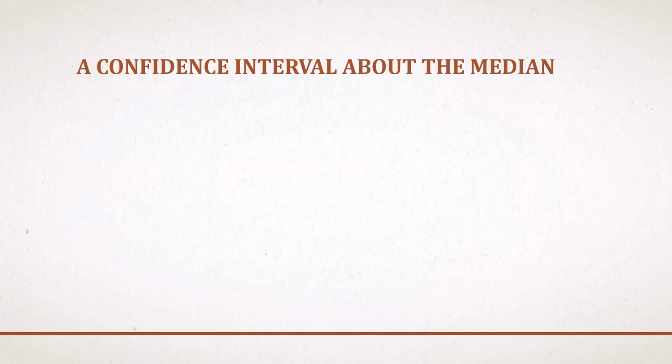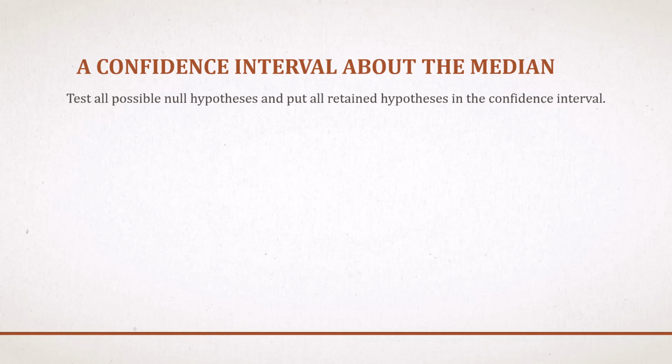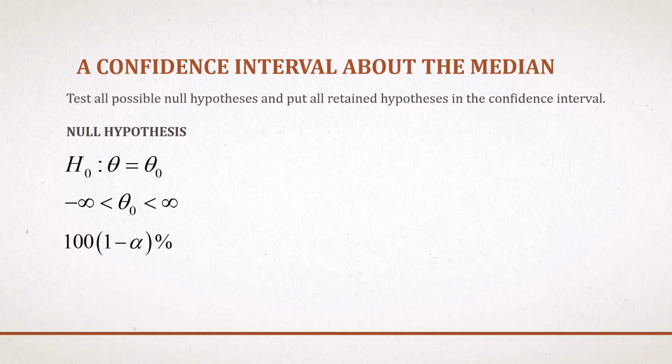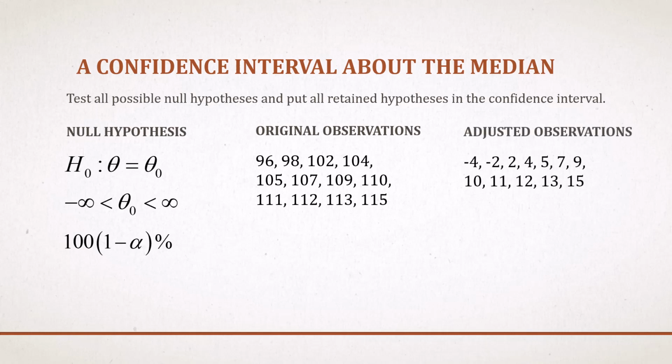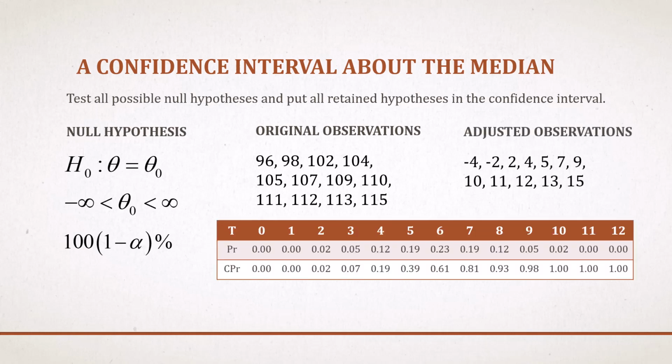What about a confidence interval about the median? We test all possible null hypotheses and put all retained hypotheses in the confidence interval. So our null hypothesis here now is that theta equals theta sub 0, where theta sub 0 can be anything. Once we set alpha, this will yield at least a 100 times 1 minus alpha % confidence interval. Let's construct the confidence interval using the same data. Here are the original observations. Here are the adjusted observations, and here again are the values in the binomial probability distribution.